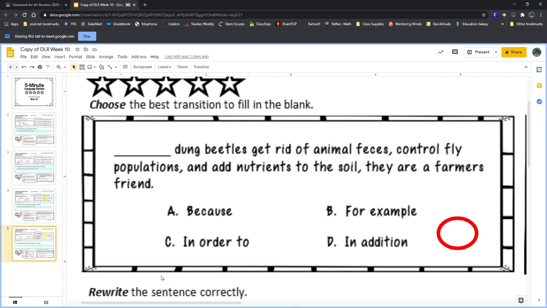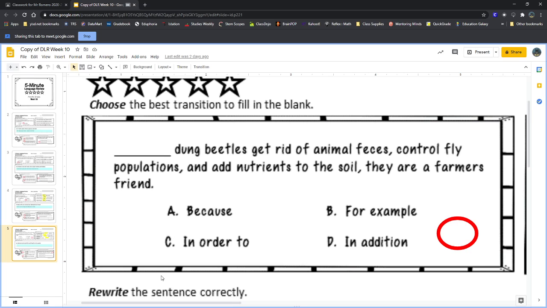Like I had said, with these kinds of questions, the best thing that you could do is honestly just try them out, especially if you're not sure. If we tried out A, it would say, because dung beetles get rid of animal feces, control fly populations, and add nutrients to the soil, they are a farmer's friend. If I try answer choice B, it would be, for example, dung beetles get rid of animal feces, control fly populations, and add nutrients to the soil. They are a farmer's friend.